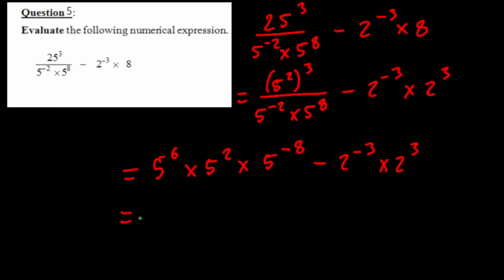So now we have three 5s, the same base, so we can add the exponents. 6 plus 2 is 8, 8 minus 8 is 0. So it's 5 to the power of 0, minus 2 to the power of negative 3 multiplied by 2 to the power of 3, which gives us negative 3 plus 3, which is 0. So it's 2 to the power of 0. Giving us 1 minus 1 because anything to the power of 0 is 1. So the final answer is 0.